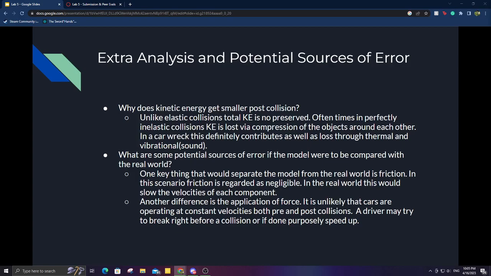And then finally, I just want to briefly go over some potential sources of error and the difference between this and the real world. So one key thing that would separate the model from the real world is that in this scenario, we regarded friction as negligible, which would change the speed and velocity. And then also another thing would be that we said there was no force acting on it, when in reality, cars don't really move at a constant speed. So if they're speeding up or slowing down, that would change things and potentially cause a different answer.